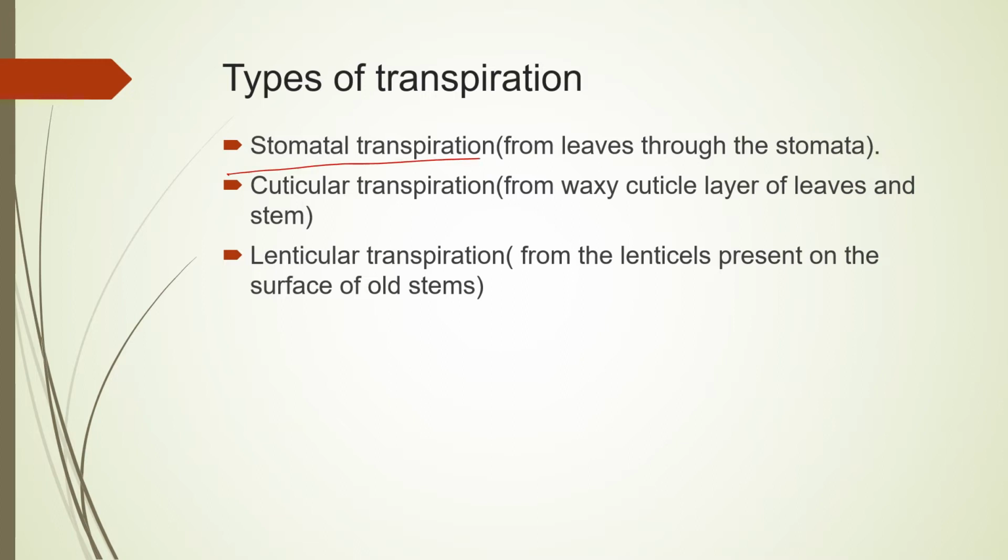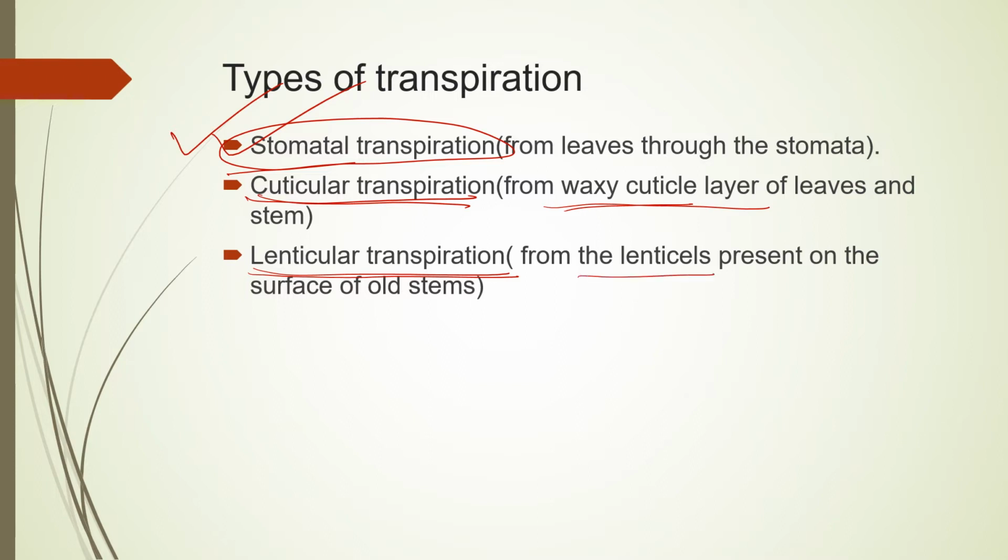The first one is very important, about 90% of transpiration is stomatal transpiration, and cuticular as well as lenticular transpiration are very little. These are negligible, like 0 to 3% for cuticular, or 2 to 5% for cuticular and lenticular transpiration. So the important one is stomatal transpiration, from the leaves through the stomata. Cuticular is from the waxy cuticle layer of the leaves, and lenticular transpiration is from the lenticels present on the surface of old stems.